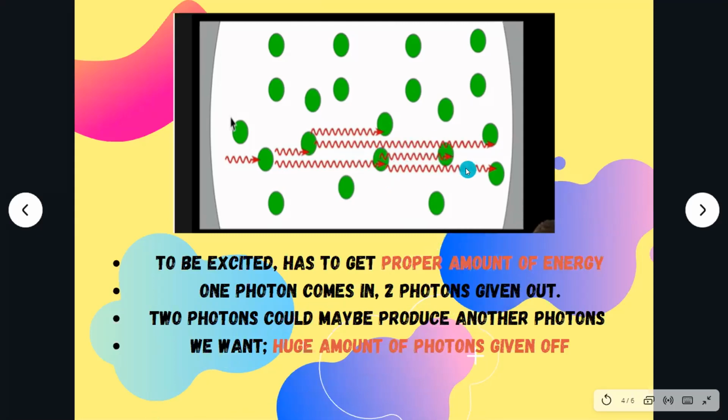This is actually what we want inside a laser. We want a huge amount of photons given off that we can then direct and use. But that doesn't happen very easily, and what we have to think about is something called population inversion to make this favorable. So what is population inversion?